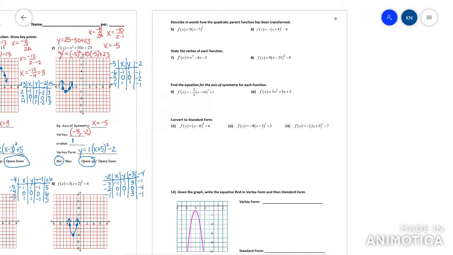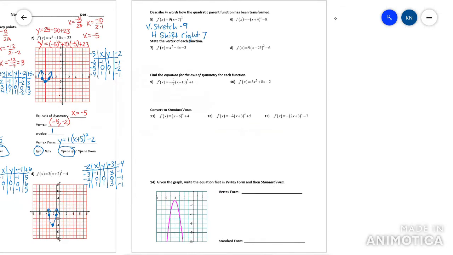Describe in words how it's been transformed. So you're just listing out the transformations. The 9 in front is a vertical stretch times 9. And then the -7 is a horizontal shift. And it's lying to you, so it's really right 7. And in your table, you would add 7.